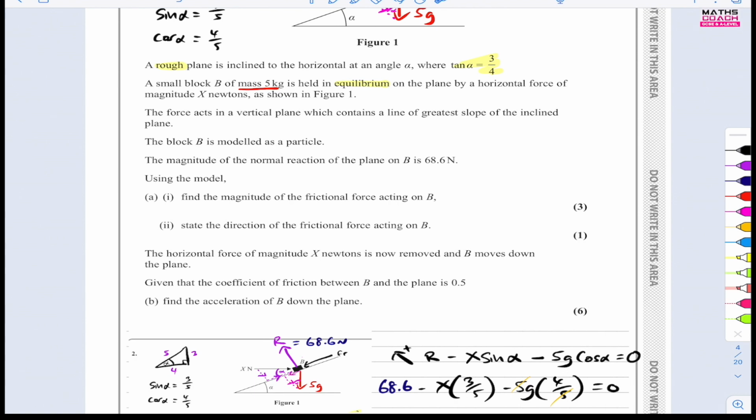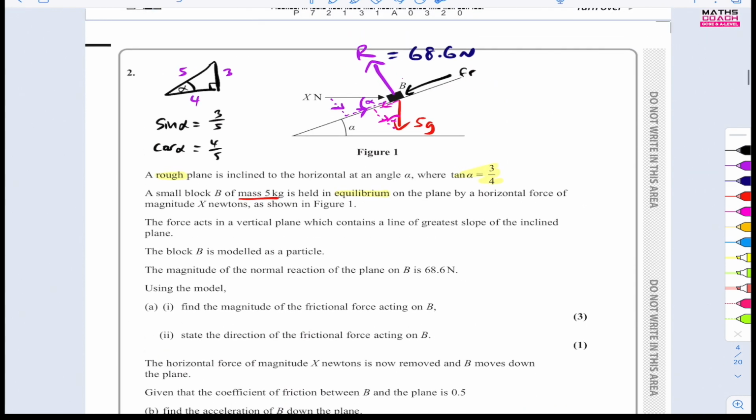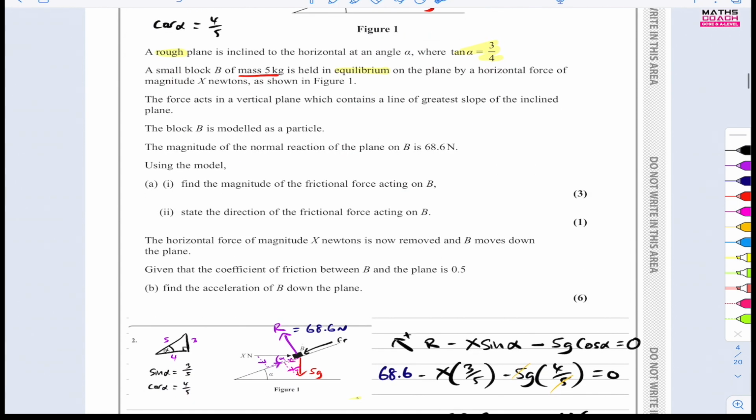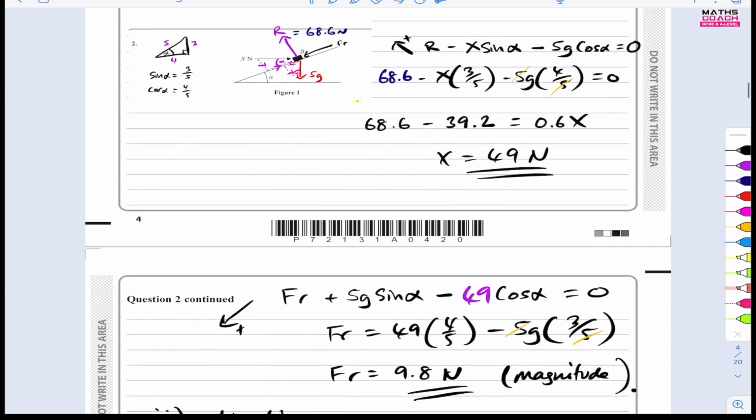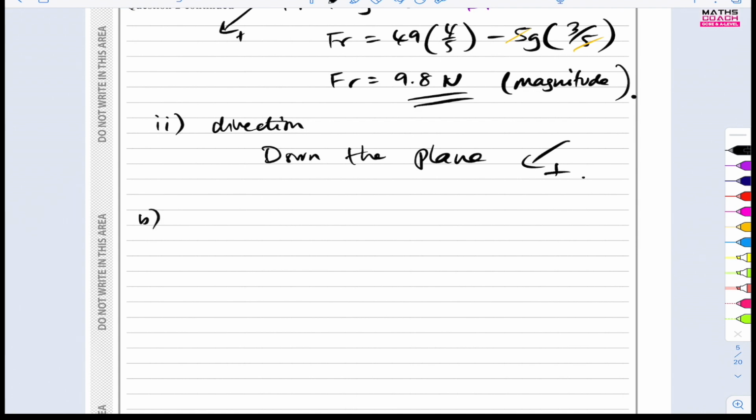But the question is, can you continue doing it? All right, what does it say? It says the horizontal force of magnitude x newton is now removed and B moves down the plane. Okay, so that means this force is no longer there. All right, what happens if this is no longer there? Let's draw a diagram. Okay, find the acceleration of B down the plane, and we also told that the coefficient of friction is 0.5. Okay, let's draw a diagram where we have a situation where x is removed. All right, so what does that look like? So let's just draw this in.